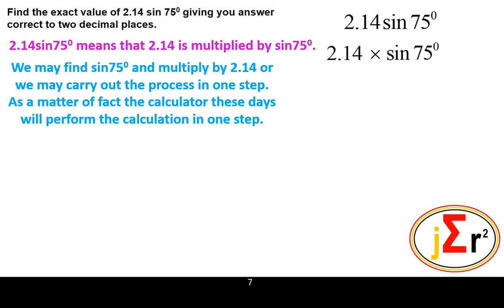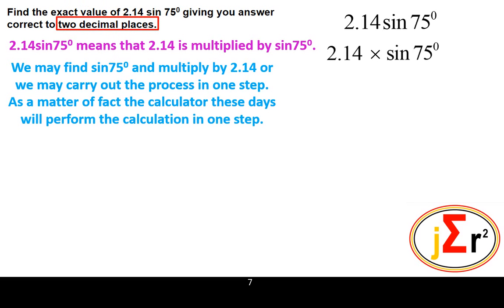Therefore, the requirement of the problem might not be just to be able to use your calculator, but also you might be evaluated on your ability to write the answer correct to 2 decimal places, because that is also a requirement of the statement of the problem. So you will multiply 2.14 by sine 75. Your calculator can do that in one step. So the requirement is not harsh because your calculator can perform that particular operation in one step.